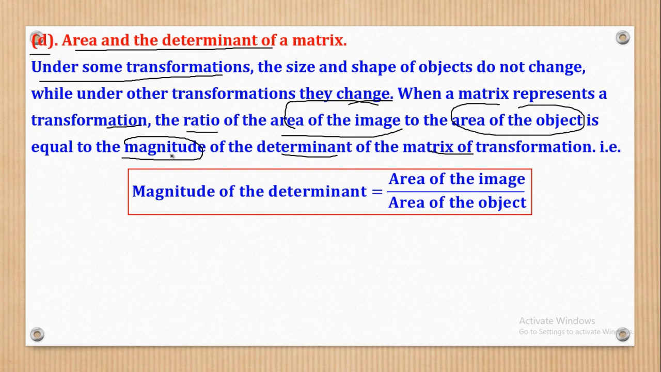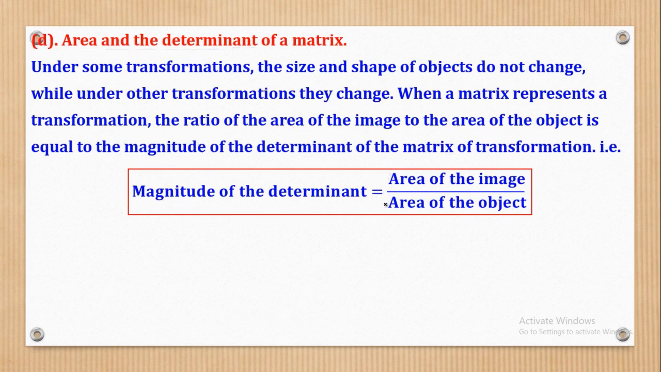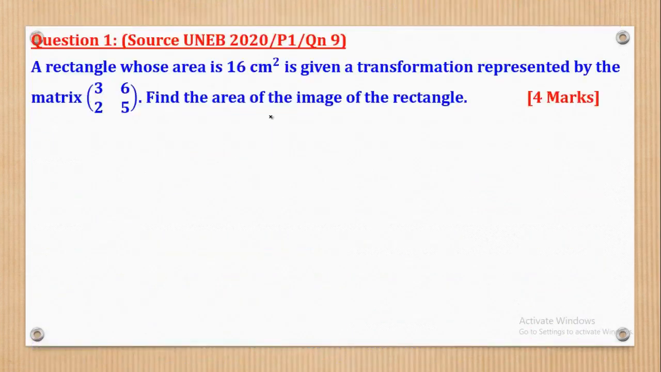Now magnitude means what is negative becomes positive. Remember, the determinant can either be positive or negative. So in cases where the determinant is negative, this word magnitude helps you to ignore the negative sign. Mathematically this is written as: magnitude of determinant is equal to area of image over area of object. So let's see how this formula is used.